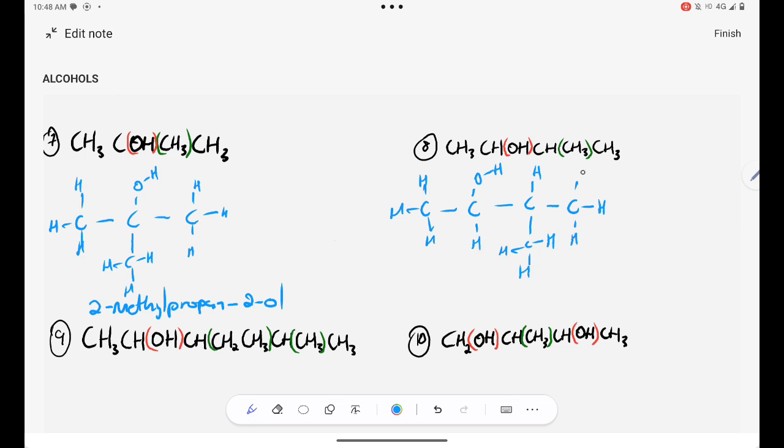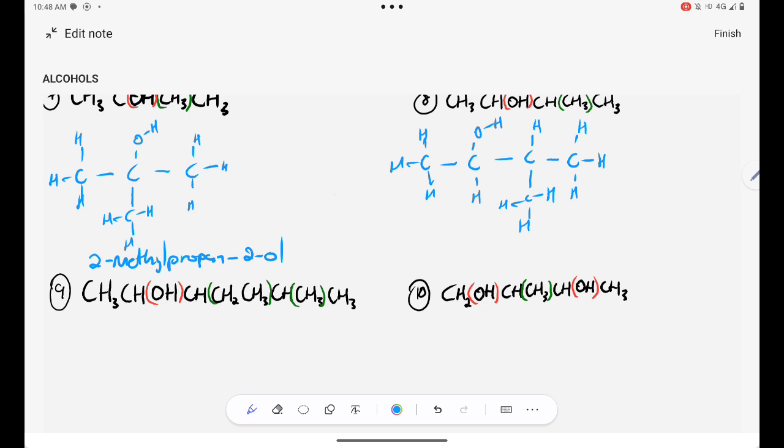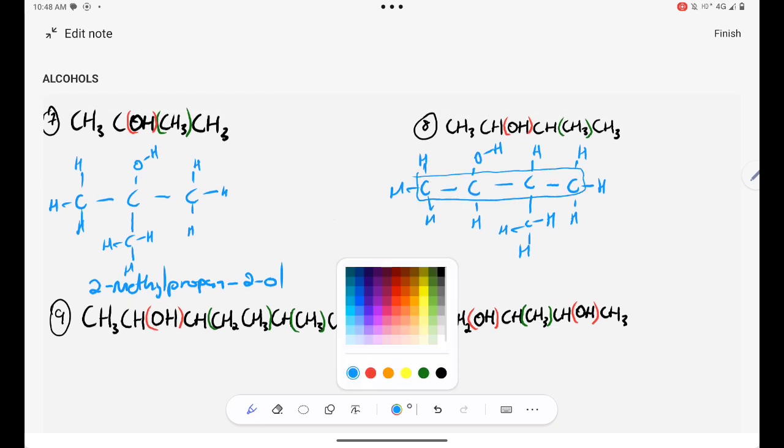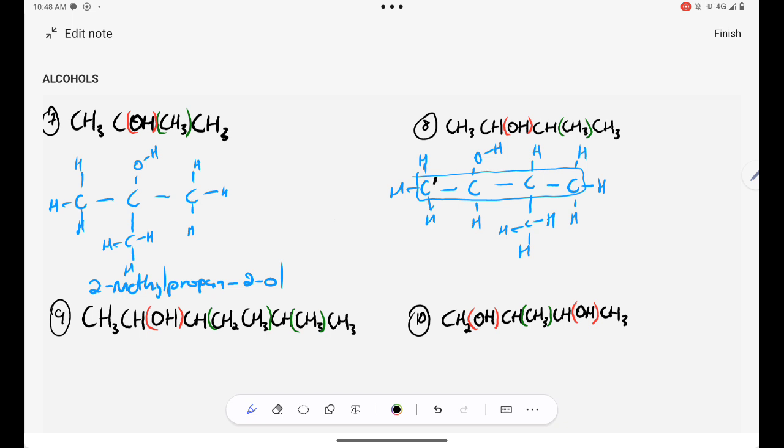I believe already you are writing the IUPAC name. The parent chain is this one, and this will be carbon number 1, carbon 2, 3, and 4. So the IUPAC name for this compound will be 3-methyl, and then it will be butane-2-ol.